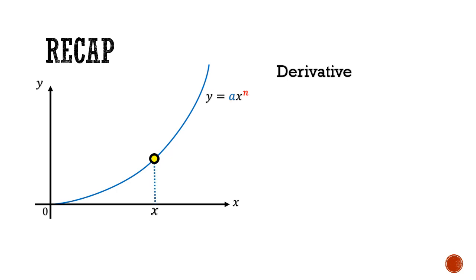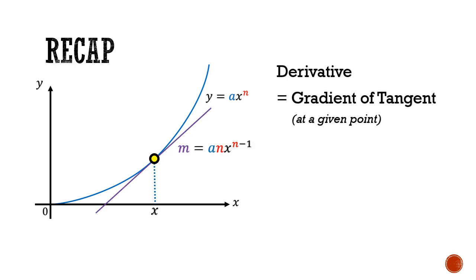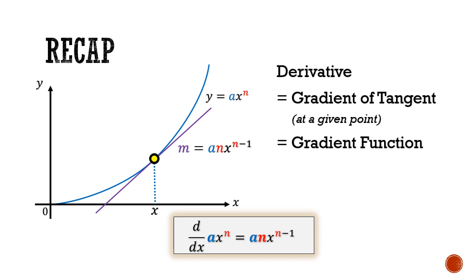In part 1 of the calculus series, we started on the concept of the derivative. For any given function at any given point, the derivative will tell us the gradient of the tangent at that point. We can also call it the gradient function. We have learned that for power functions, the derivative of ax to the power of n would be anx to the power of n minus 1. So basically, power to the front and the power minus 1.